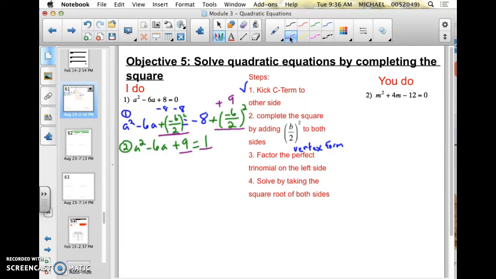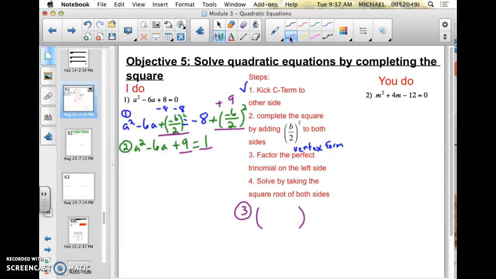All right? Now, step 3 says to factor the perfect trinomial on the left-hand side. What that means, I will show that work down here. A squared minus 6a plus 9. So it's going to look something like this. It's a perfect square trinomial, so it's going to break down to a perfect square binomial, squared.